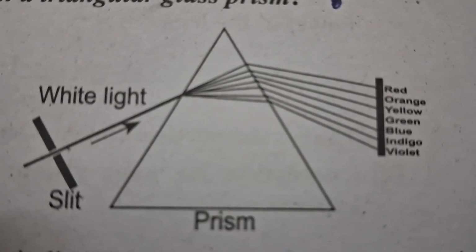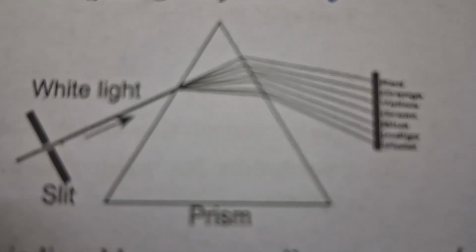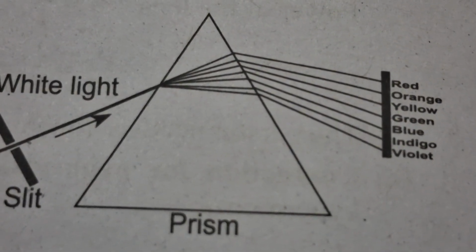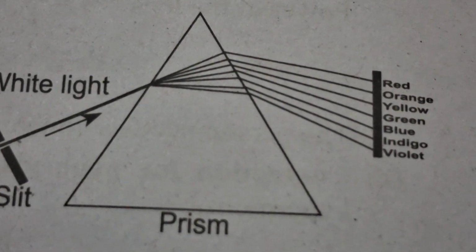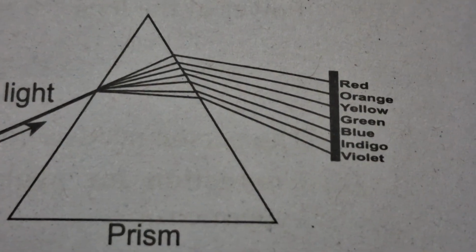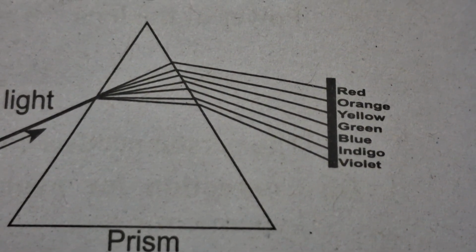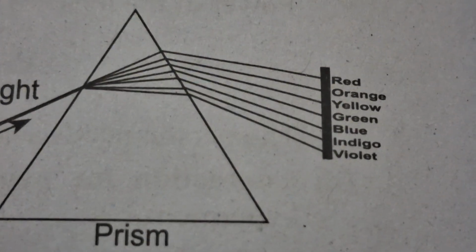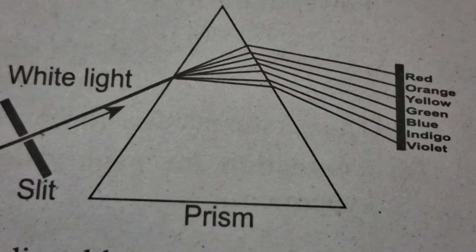Here, white light passes through the prism and gets split into constituent colors. The splitting of that light is called dispersion, and the set of colors you get on the screen is VIBGYOR: violet, indigo, blue, green, yellow, orange and red. This set of colors is called a spectrum.